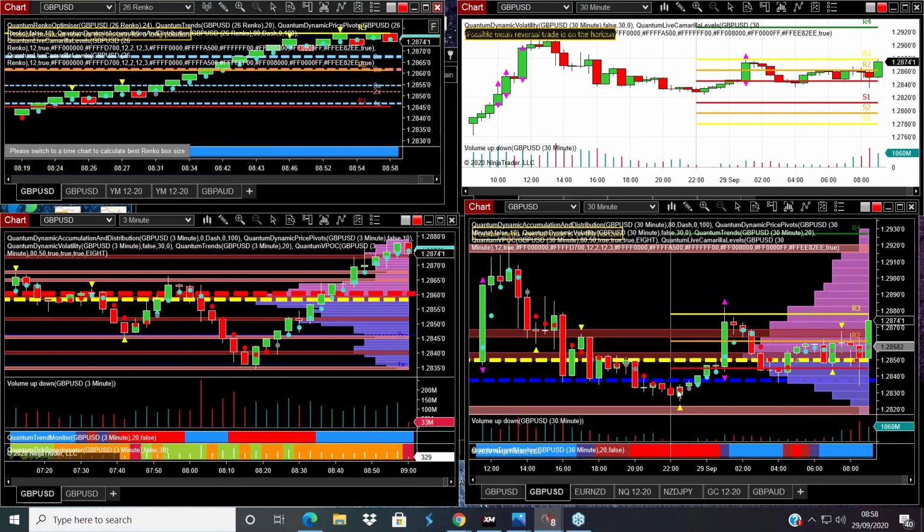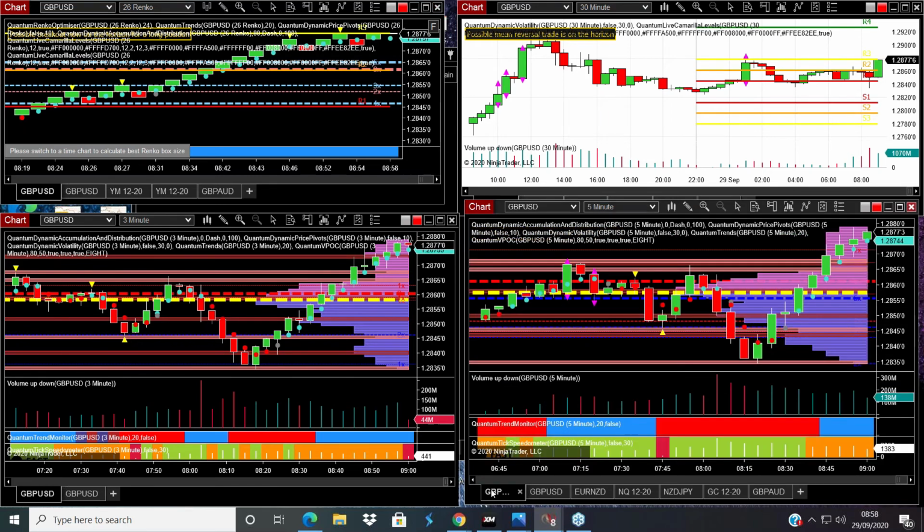But to look at cable, which I've actually got on my little profile here, which I've got on the 3 minute, let's have it, I've actually got the 5 minute version, and I've got the tick speed indicator underneath here as well. That tells us if activity is picking up. We've got all our indicators; they give us different bits of information at different times of the move.